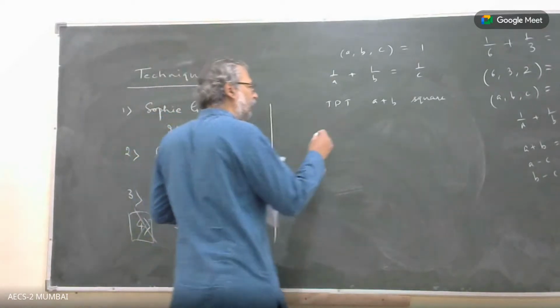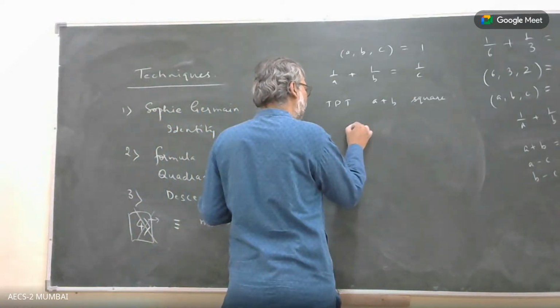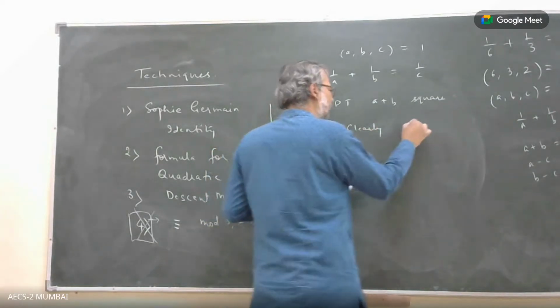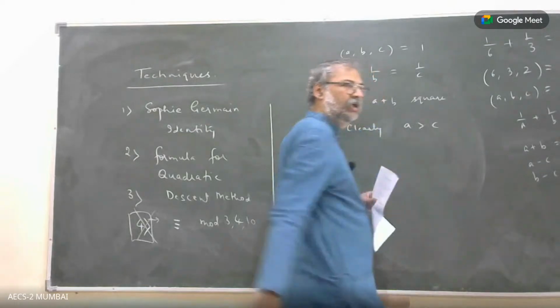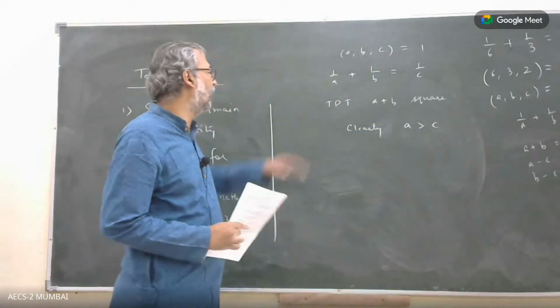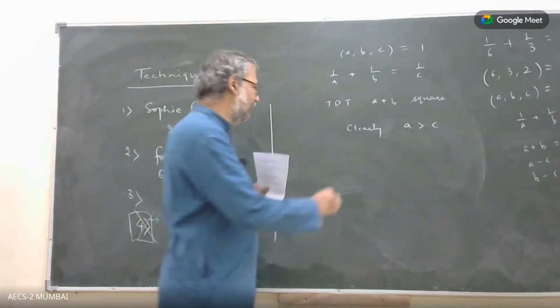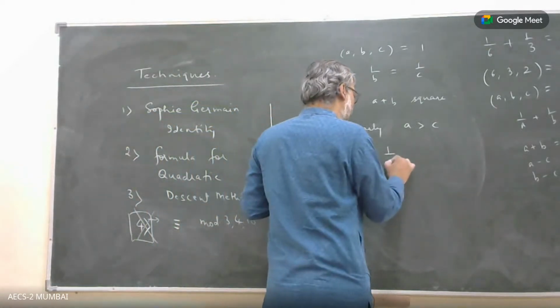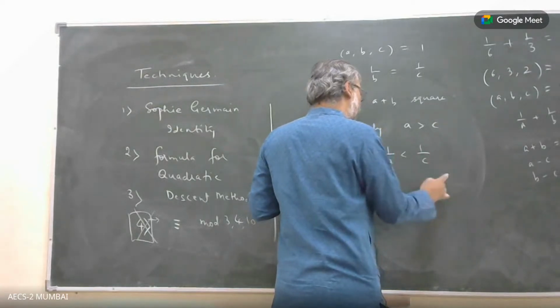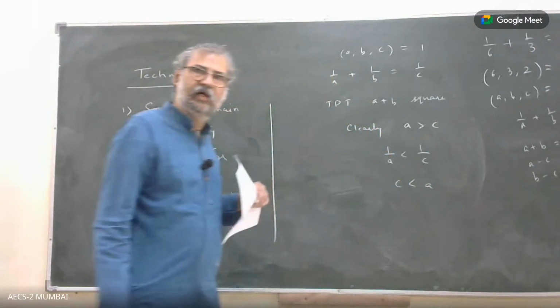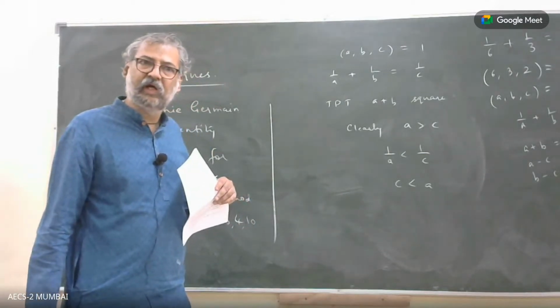Yes, so first of all, do you agree that clearly A must be greater than C? Right? Because 1 by A plus something is 1 by C. So 1 by A must be smaller than 1 by C. Cross multiplying, C should be less than A. Right?